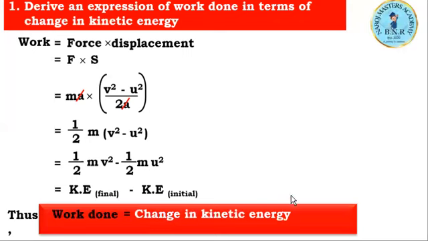Is it clear? So this is a very important formula to derive. Based on the work done, that is equal to force into displacement. Force formula is ma, s formula is v square minus u square by 2a. From this, if you cancel a, then you will get this formula. Very simple derivation. Derive an expression of work done in terms of change in kinetic energy. Is it clear?